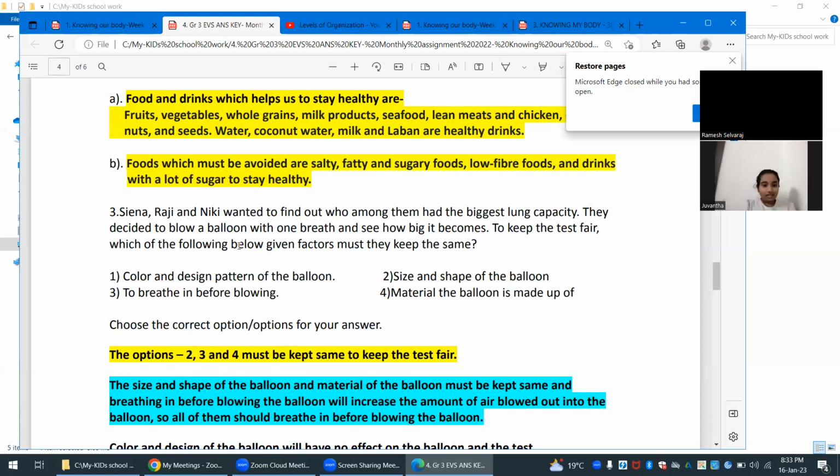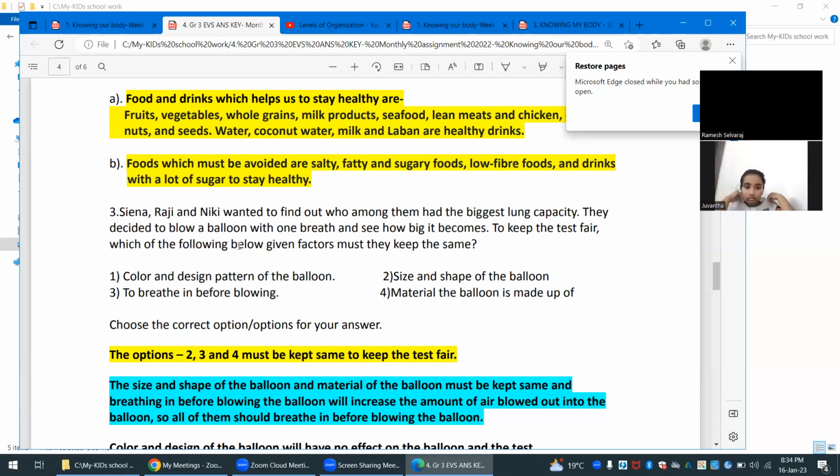Yeah, that's right. Also, breathing in before blowing: you should breathe in first, then only can you breathe out. Then the material of the balloon should be rubber, not steel or something. It cannot be steel, so the material is also an important thing. So we need to keep these three things the same to keep the test fair.